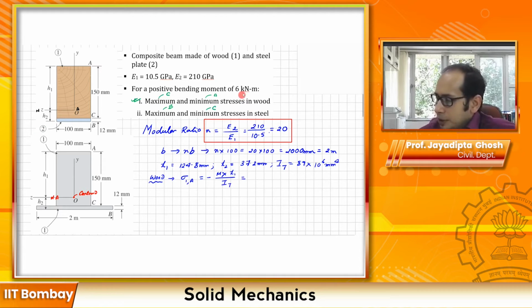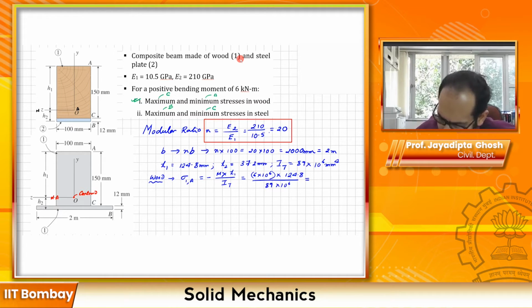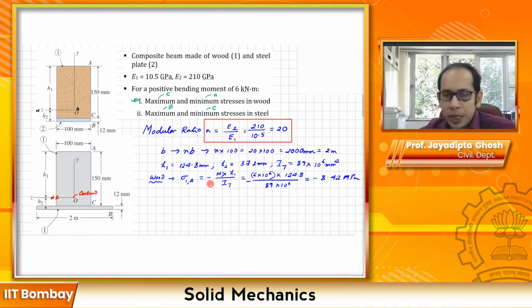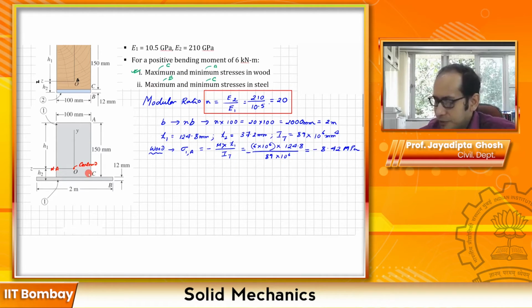Your moment is given as 6 kilonewton meters over here, so it is going to be 6 into 10 raised to 6 times h1 I've calculated, it is 124.8, divided by the I of the transformed section, that is 89 into 10 raised to 6. So the number that it will give you is, sorry, I forgot the negative sign, it will be minus 8.42 MPa, right? Similarly, this is the minimum stress that you have over here, and the maximum stress is going to happen at this interface C over here.